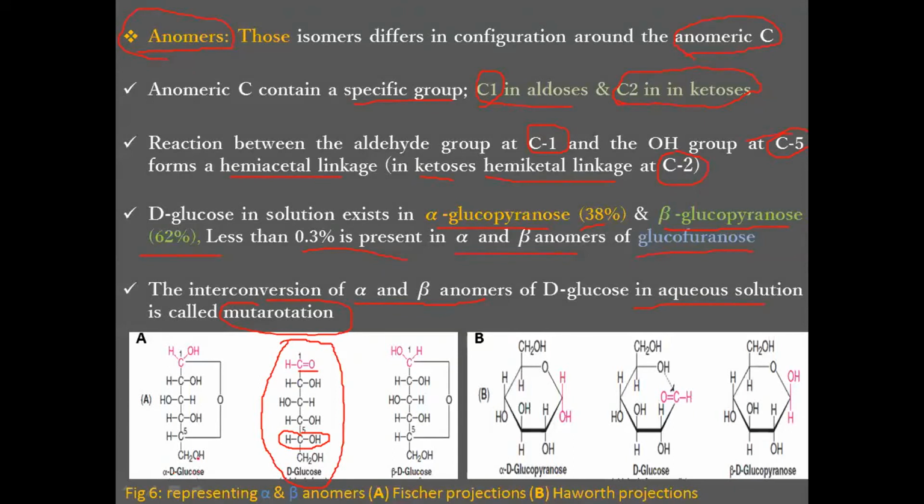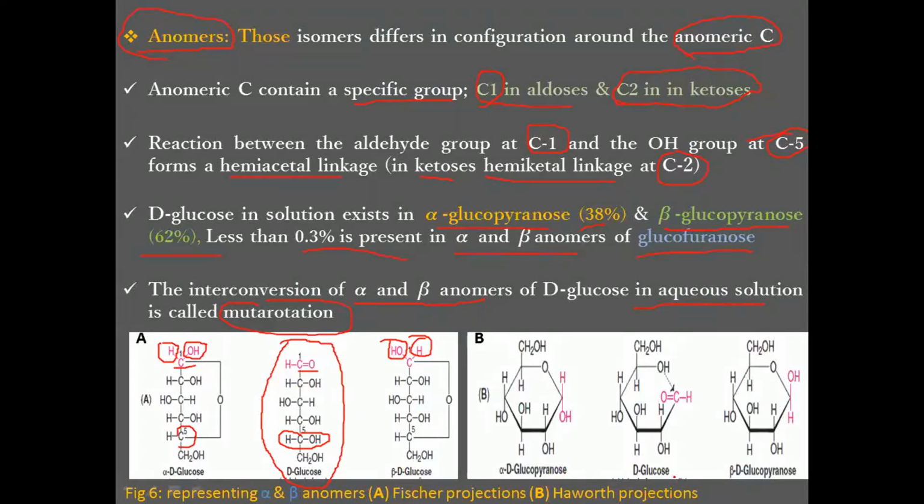In alpha D-glucose, a hemiacetal linkage is formed between C1 and C5. And you can see here the position of OH and H group is different than in beta form. Here the OH group is found on the right side and H group is found at the left side. In beta D-glucose, H group is found at the right side and OH group is found at the left side. So these are the alpha and beta D-glucose form.